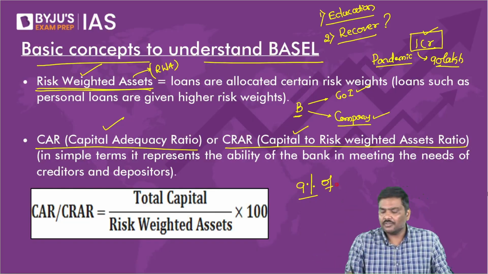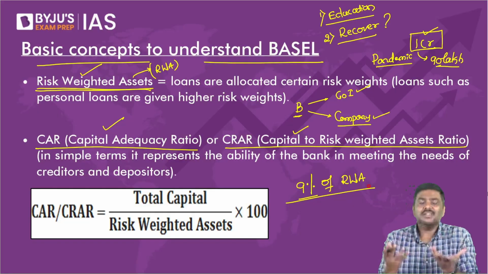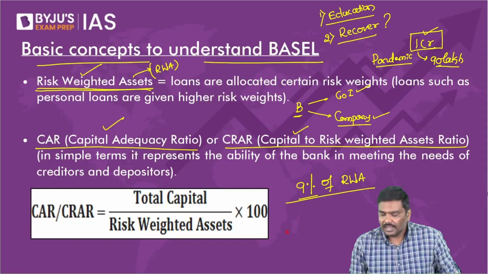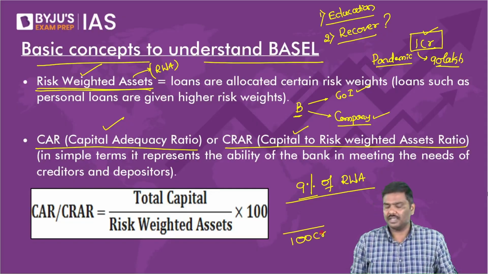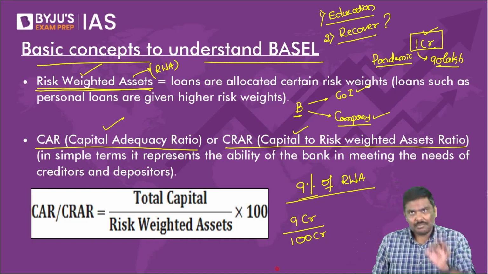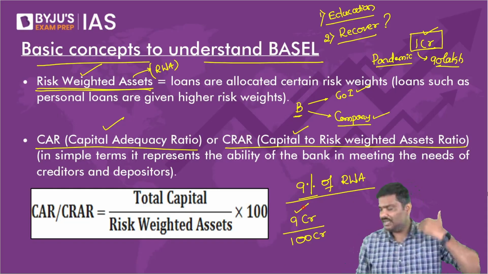9% of what? Of course, it will be 9% of risk-weighted assets. What is the meaning of it? What do you understand by 9% of risk-weighted assets? It simply means if the bank has risk-weighted assets of 100 crore rupees, the minimum capital that the bank should maintain is 9 crore rupees.